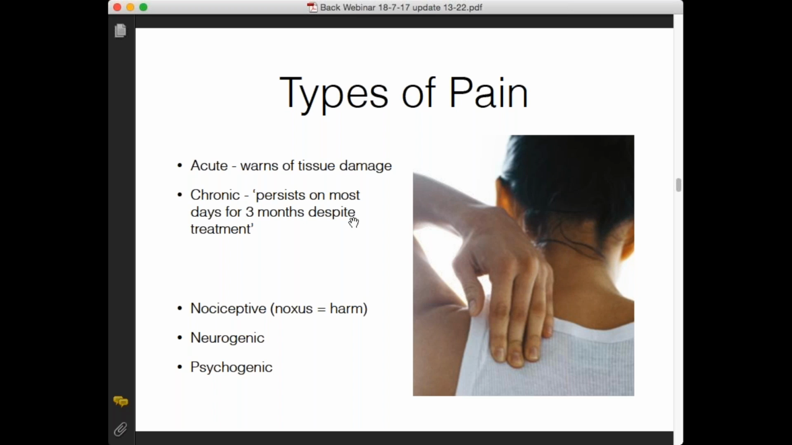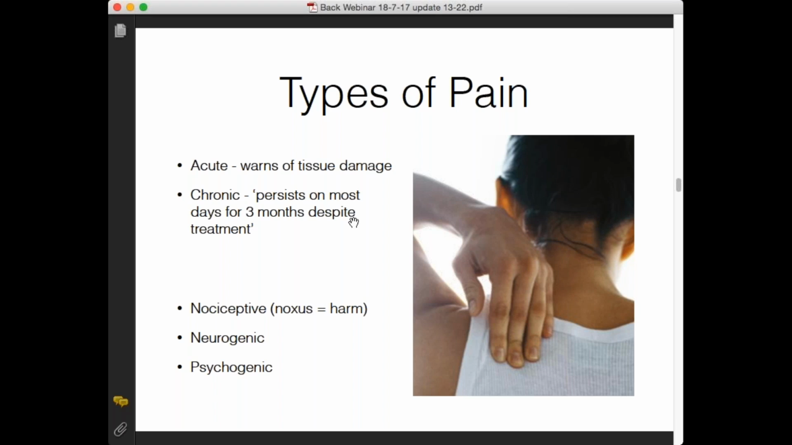So 3 months is the critical amount of time, isn't it? Yes, if the pain continues for over 12 weeks despite treatment. Okay. Then it changes classification in Western medical terms from acute to chronic. Right, good. And there are 3 types of pain. Could you explain what they are? Because I know that comes from your work that you've done, Dinah, on types of pain.